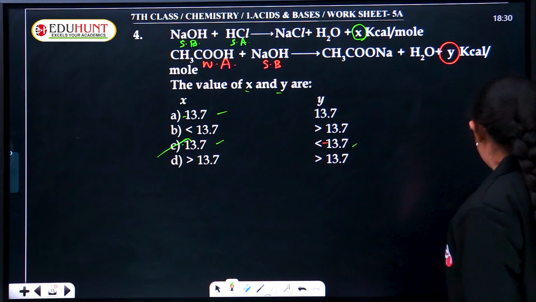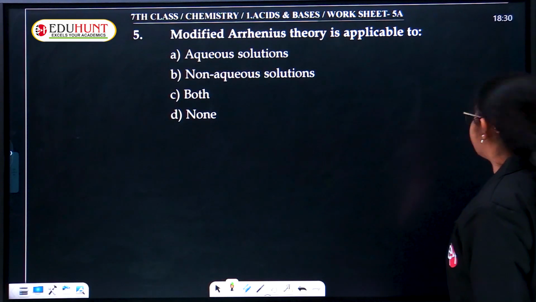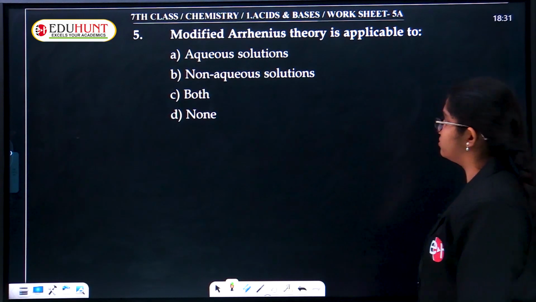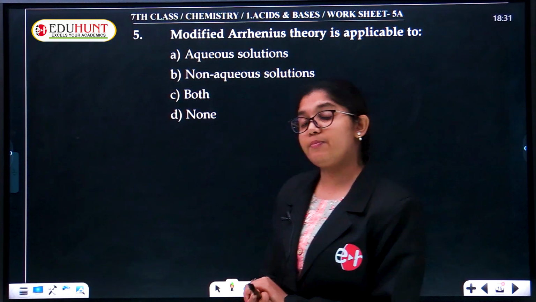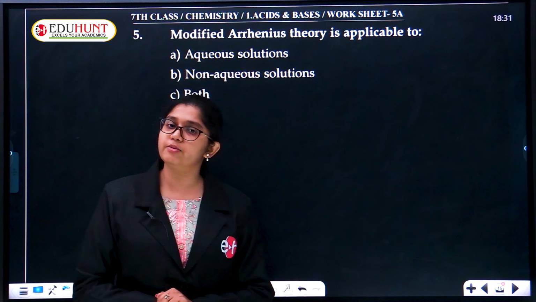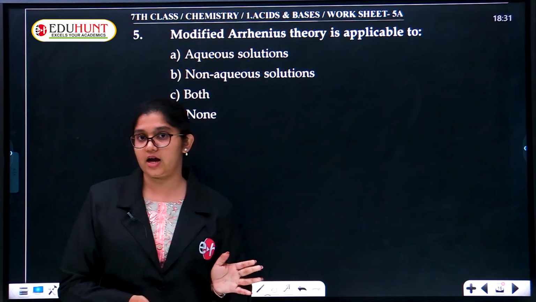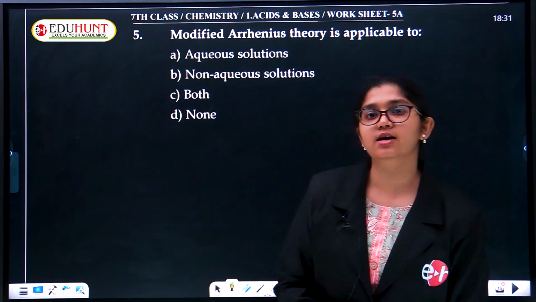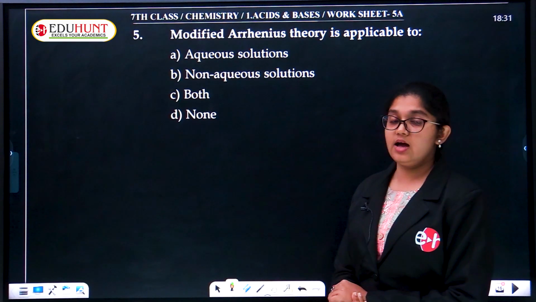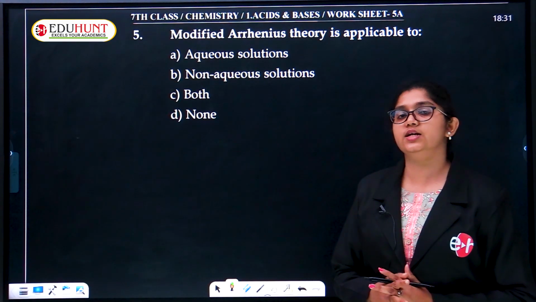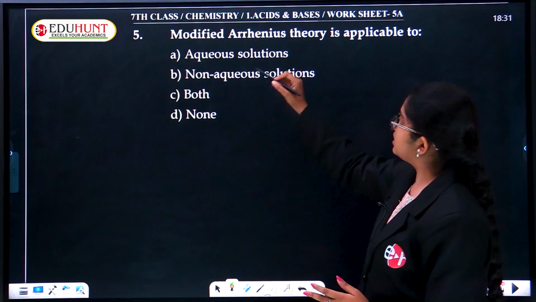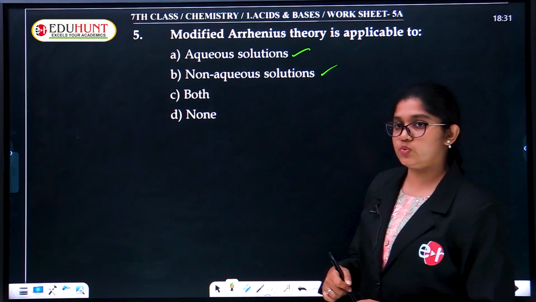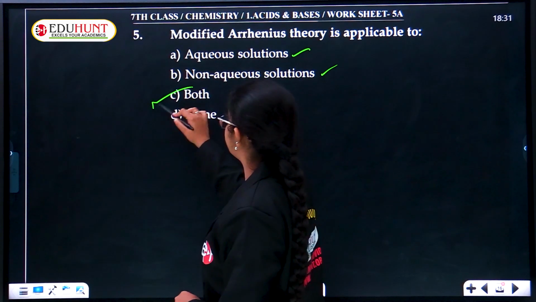Question number 5, last question for you. Modified Arrhenius theory is applicable to what? Normally Arrhenius theory is applicable only to aqueous solutions, dissolving in water and giving rise to H plus ions and OH minus ions, hydrogen ions and hydroxyl ions respectively. But modifications to Arrhenius theory came so that it is applicable to both aqueous and non-aqueous solutions as well. So the option "both" is true.